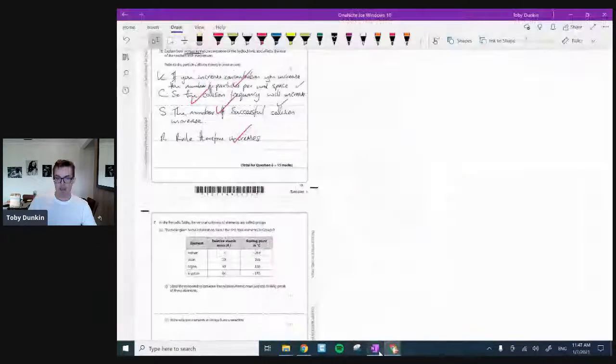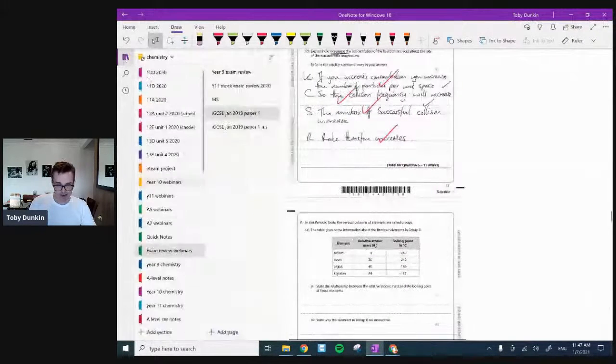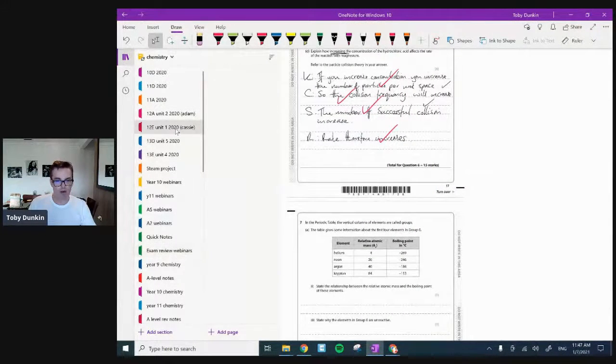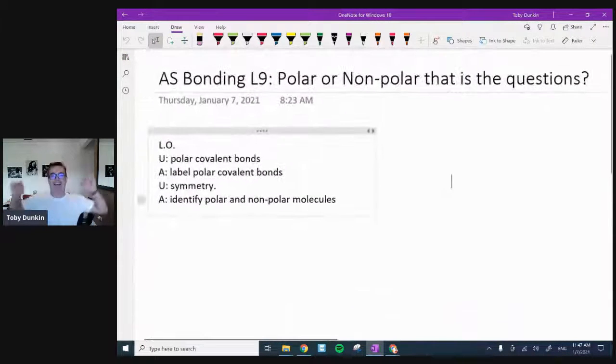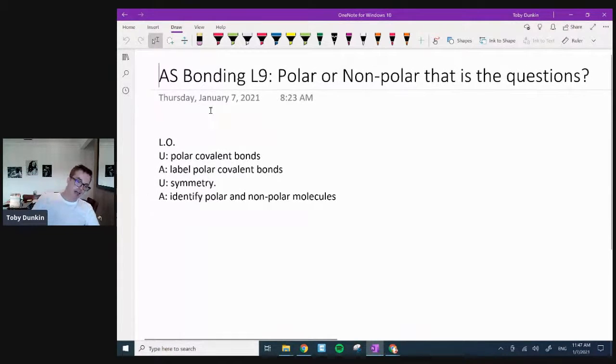We're running. So today's lesson is polar. Am I polar or non-polar? That is the question. I'm such a nerd. There we go. So polar or non-polar? This is the question. So 4 learning objectives today, guys. So we can see you. Amazing. So we've got understand polar covalent bonds.